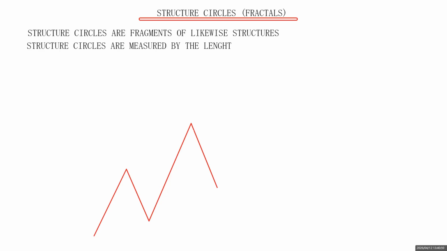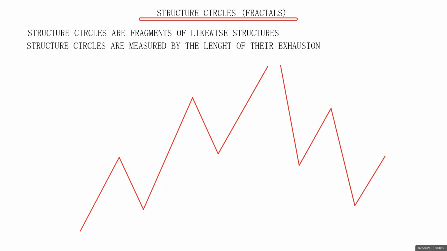For example, if we see prices make big structures like this, okay, big structures like this. In fact, before we go ahead, I must mention something: structure circles are measured by the length of their exhaustion. Remember that in the market, after every push there must be an exhaustion. For a bullish structure, this is push, this is exhaustion, this is push, this is exhaustion, this is push. For a bearish structure, this is push, this is exhaustion, this is push, this is exhaustion, this is push.